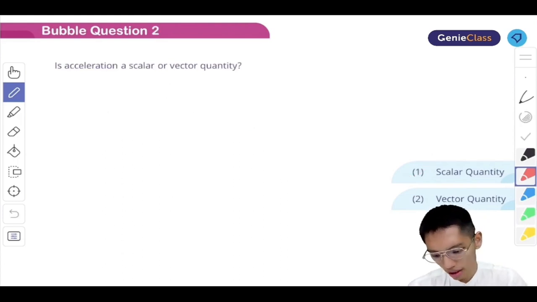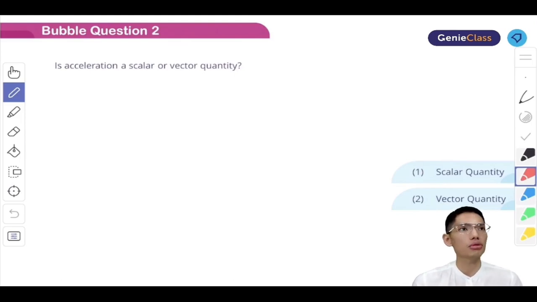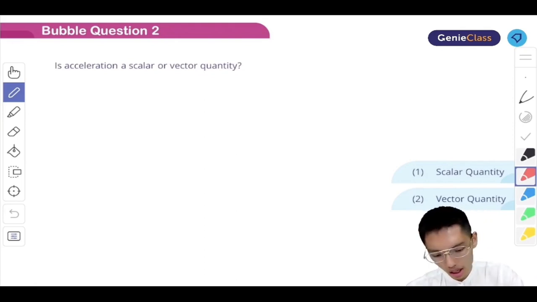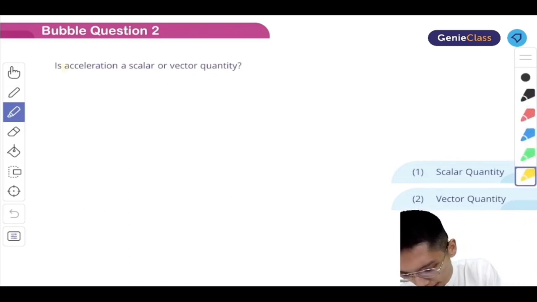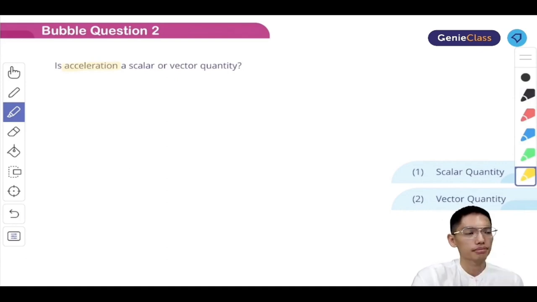Let's move on to the next one. Now we talk about acceleration. Let's bring it down to the floor. Is it a scalar or is it a vector? Launching the bubble launcher in 3, 2, 1, let's go. Alright, let's see how we did. Perfect, most of you got it. When I'm talking about acceleration, is it scalar or is it a vector?